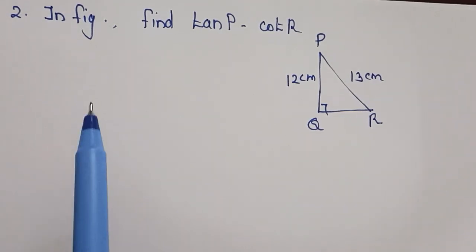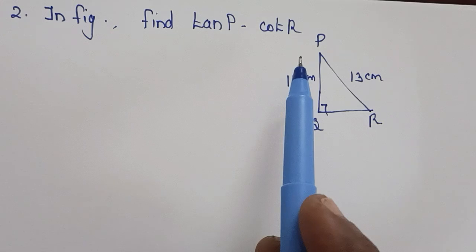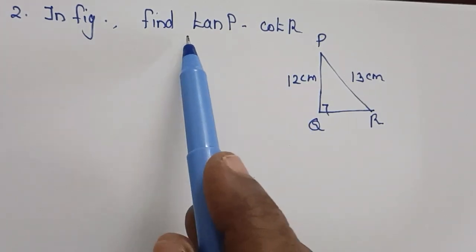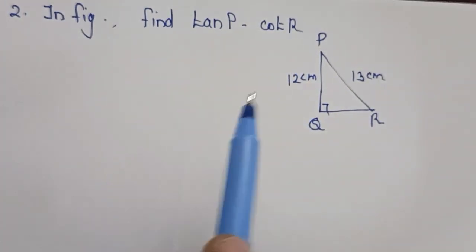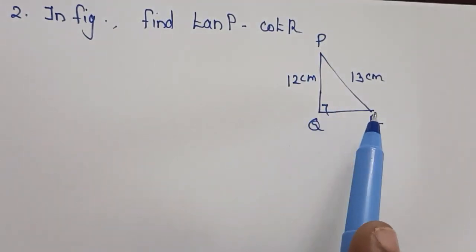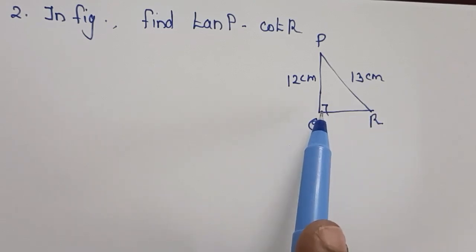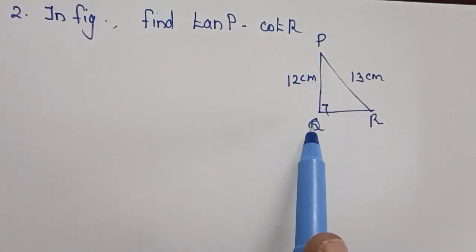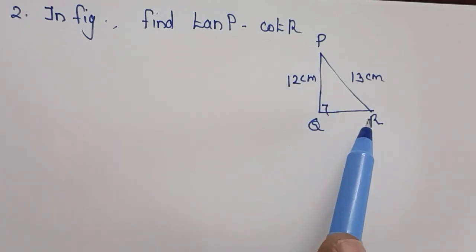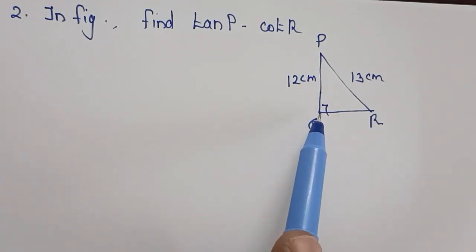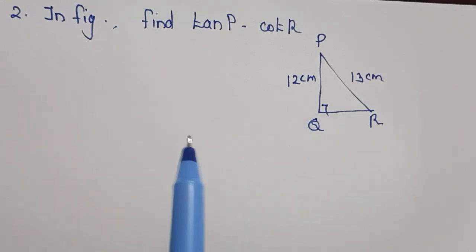Second question. In the figure, find tan P minus cot R. We are given a right triangle PQR, right angled at Q. PQ equal to 12 centimeter. PR is the hypotenuse, the side opposite to the right angle, and it is 13 centimeter. First we have to find QR, isn't it?